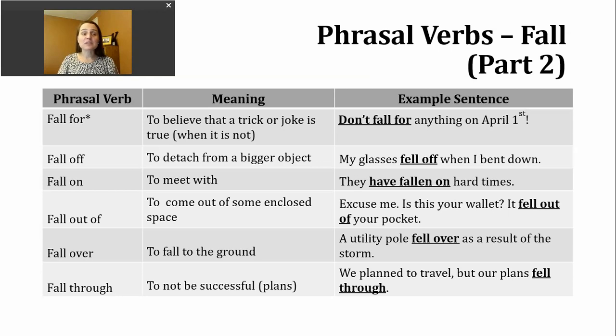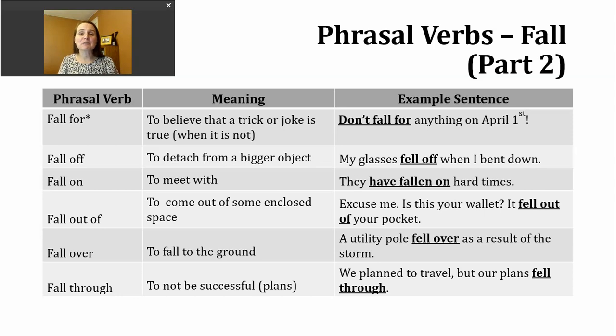Another phrasal verb we might hear is fall on. This one's a little bit older. You might not hear it quite often, but you might see this in literature and stories that you read. So here's an example sentence. They have fallen on hard times. So said another way, they have been met with some challenges, a difficult obstacle perhaps in their lives.